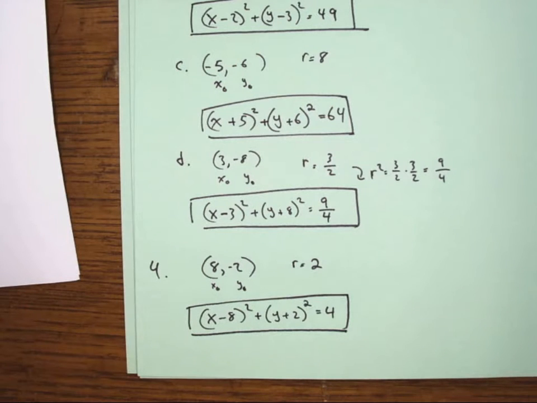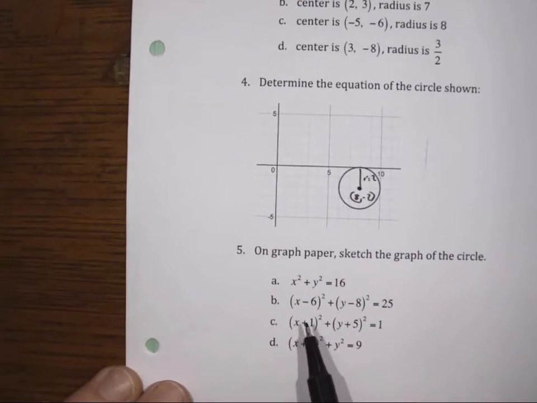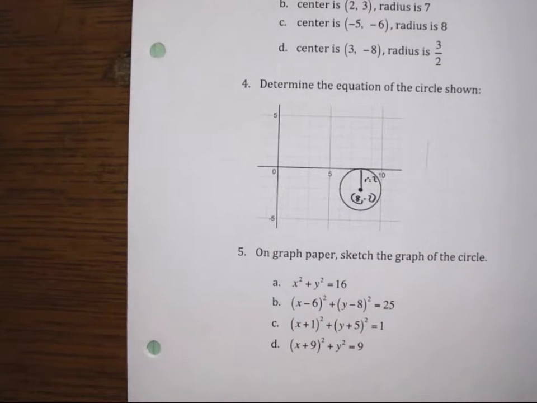So we're done there. All right, on graph paper, we are going to draw our answers to question 5. On graph paper, sketch the graph of the circle. All right, let me see. My graph paper. Yes. Haha.